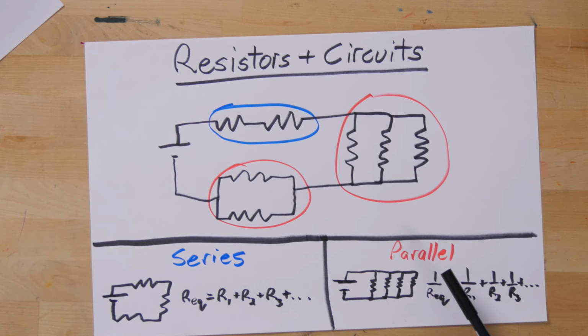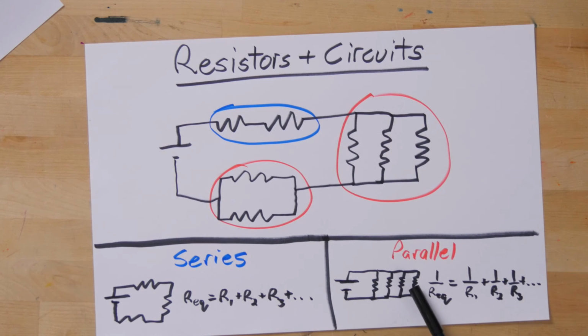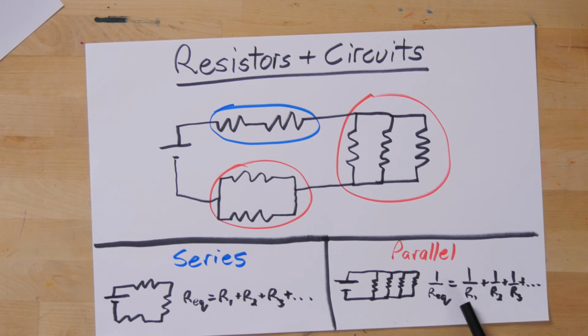If resistors are in parallel, this means that they must have the same potential across them. In this case, we can simplify the circuit of parallel resistors by using this equation, where we go on to however many resistors we have.